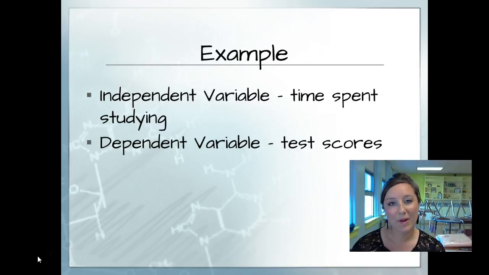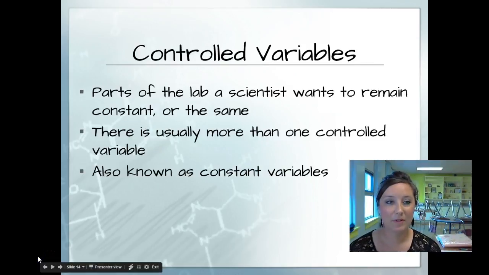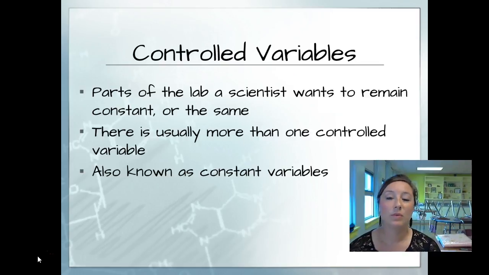Okay, so that's just one practice, and this is just a brief introduction to independent and dependent variables, but I did want you to go ahead and get these notes down, and then we'll talk more about it in class. The last type of variable that we're going to talk about are controlled variables. These are the parts of the lab a scientist wants to remain constant or the same. There's usually more than one controlled variable, and we might also call these the constant variables.